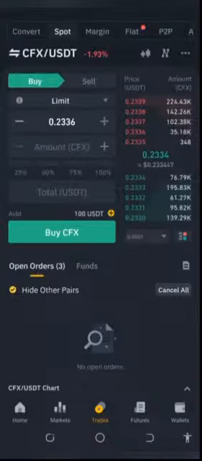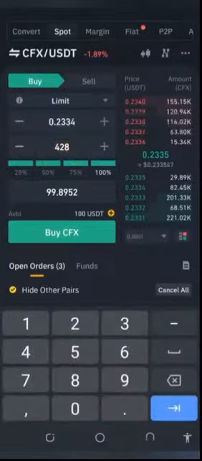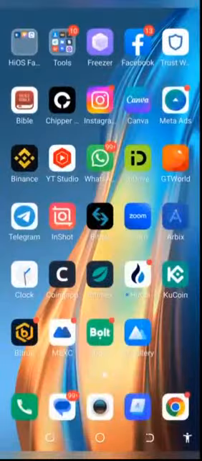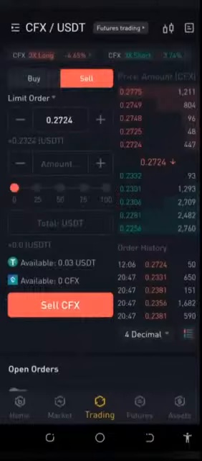First, let me see how much I can pick. Let's just do the refreshings and then see how much we can pick with this. Okay, so we'll get 428, and it will pick 99.89. Okay, so 428, let's copy that. And then let's go over to BuyTrue. Let's do the refreshings, make sure that everything is touched and everything is good. So I'll just put this here.